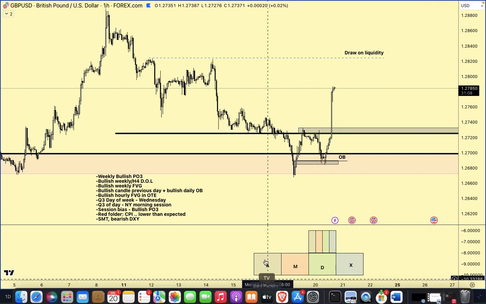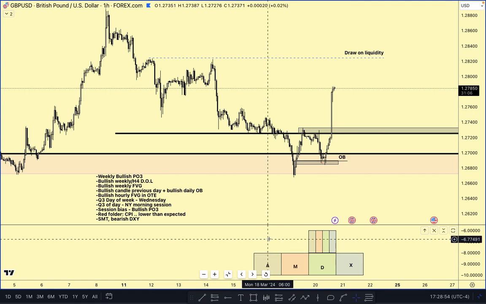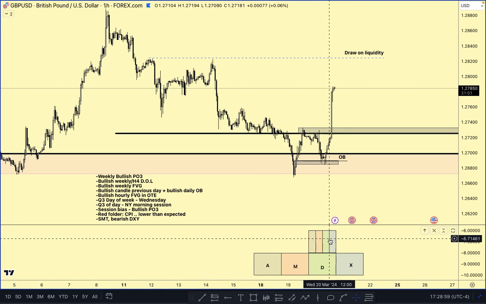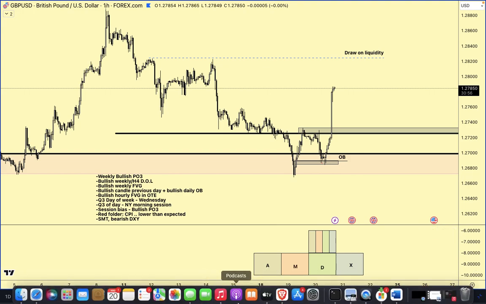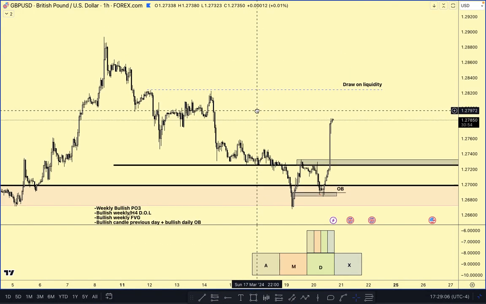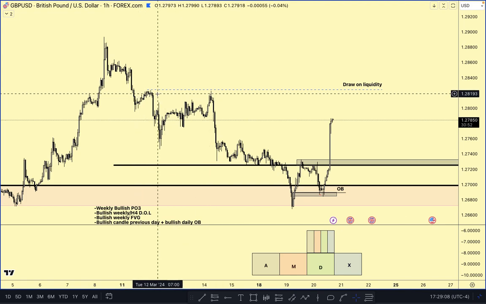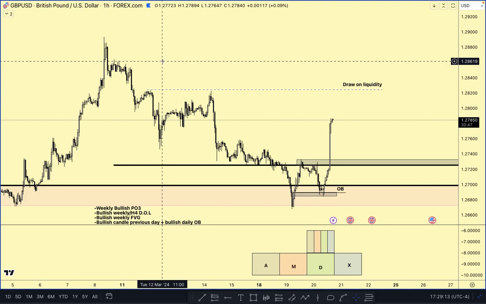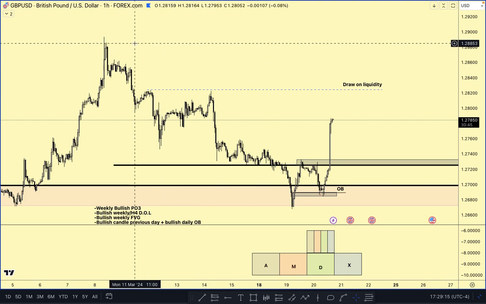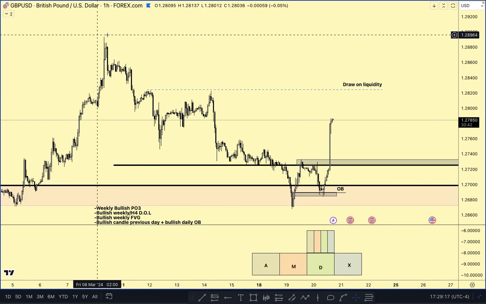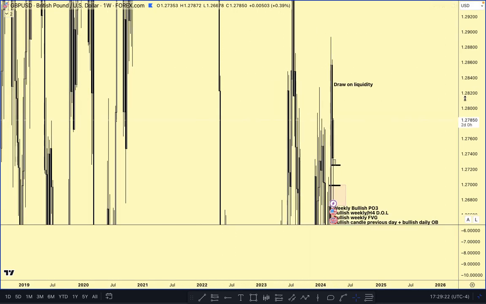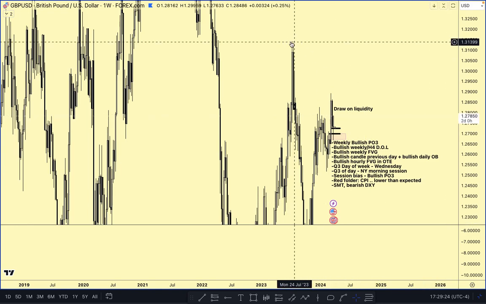So we have the weekly bullish power of 3. We have the accumulation on Monday, the manipulation on Tuesday, and we're seeing the distribution today on Wednesday. Have a bullish weekly and 4 hour draw on liquidity. The 4 hour draw on liquidity is these relative equal highs. The weekly draw on liquidity is this high over here as per the weekly chart. You can see there.